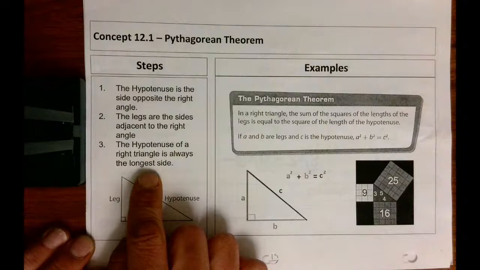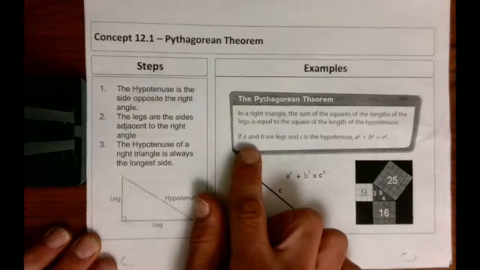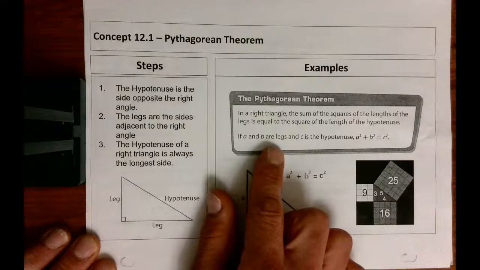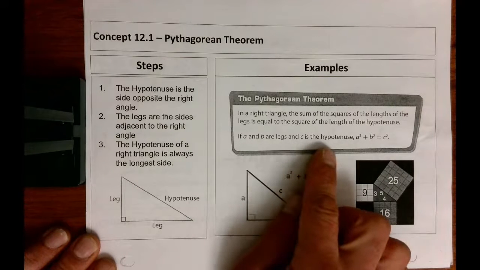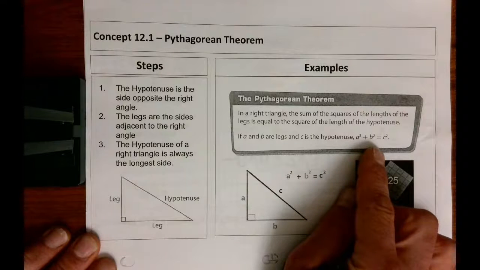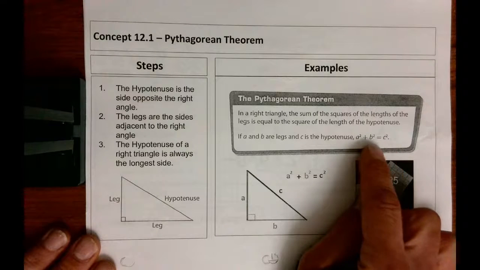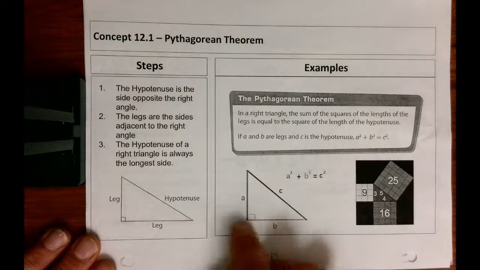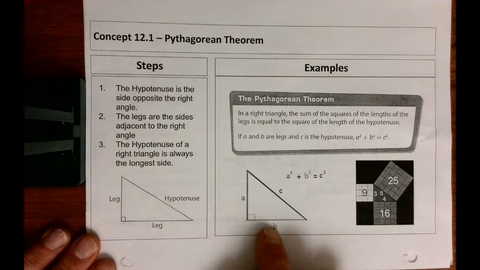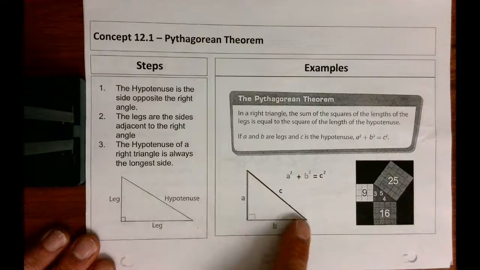Okay, and the theorem tells us that if A and B are the legs and C is the hypotenuse, then A squared plus B squared equals C squared. C squared is the hypotenuse. That's the letter we use to represent the hypotenuse, and A and B are the two legs. Okay, A and B are here adjacent to the right angle, and C is opposite of the right angle, and it's the longest side, and once again that's called the hypotenuse.